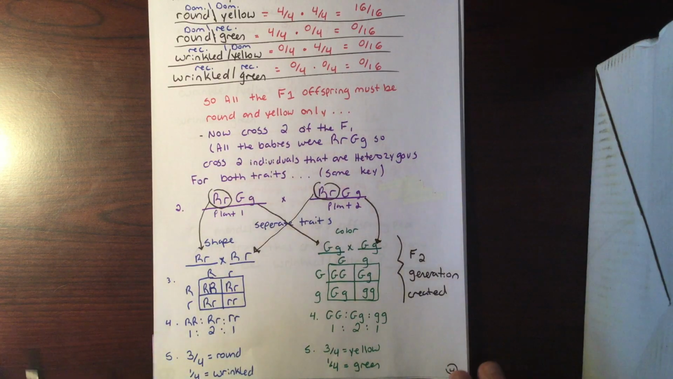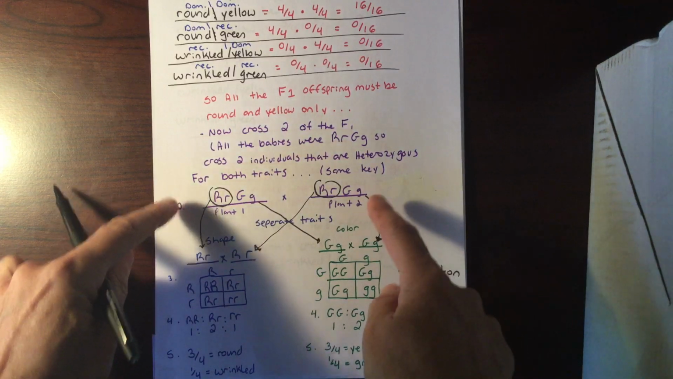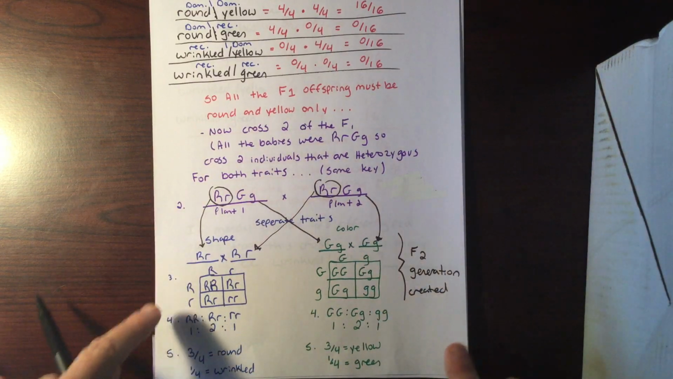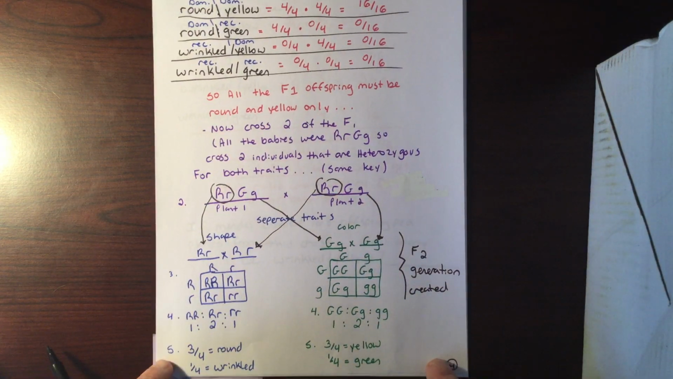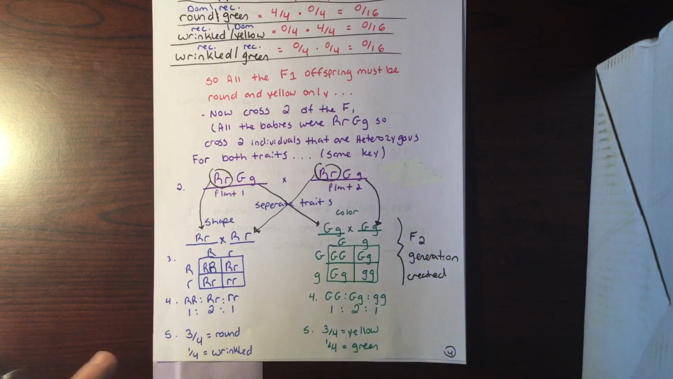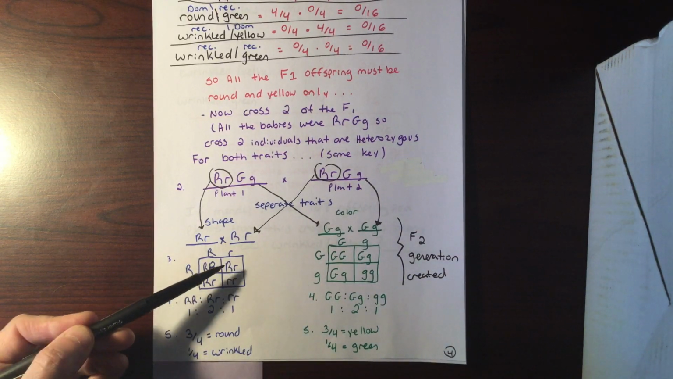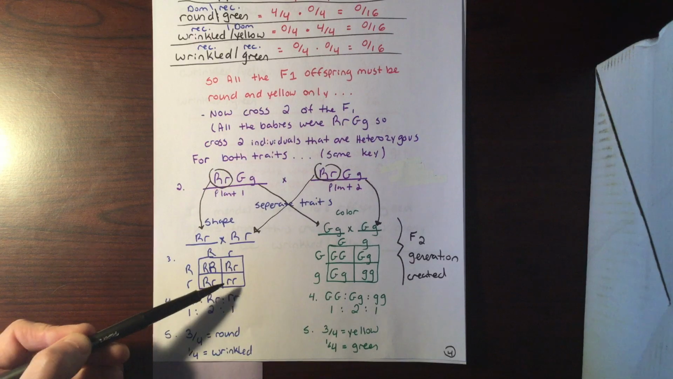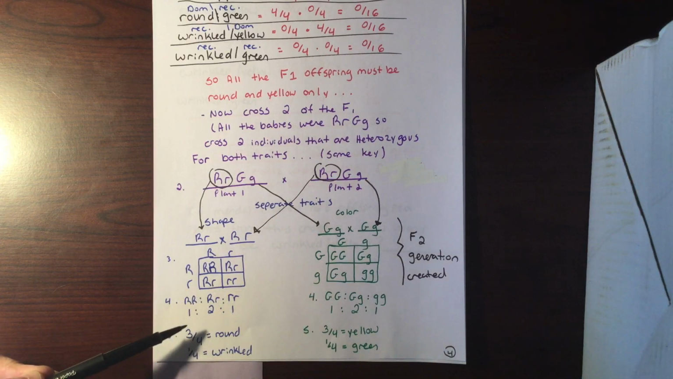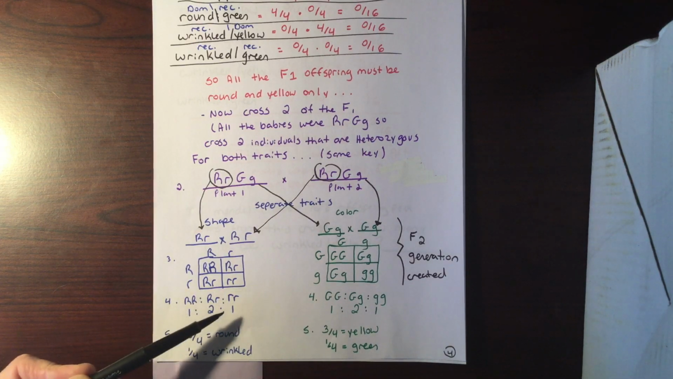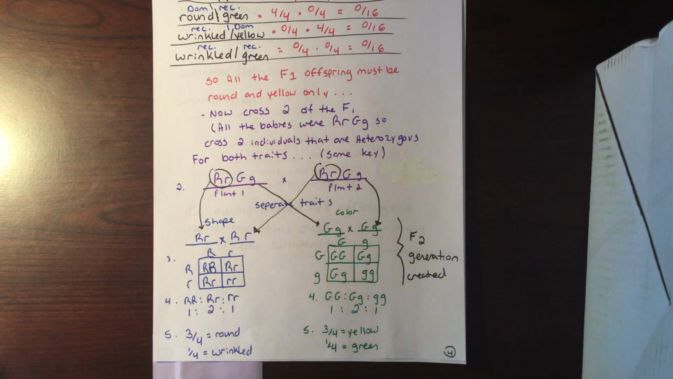Now I'm creating that F2 generation. I know how to do from this particular step. Punnett square, genotype, phenotype. Keep that phenotype in fractions. So as I go through, big R, big R, big R, little r, big R, little r, little r, little r. I end up genotypically with a 1 to 2 to 1 ratio. Easy first type of problem that we did.